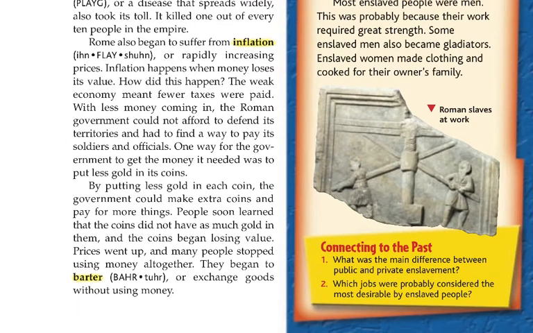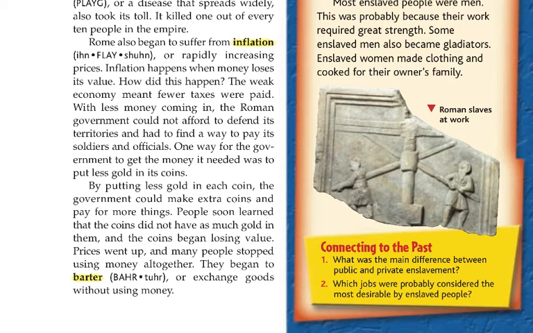Rome also began to suffer from inflation, or rapidly increasing prices. Inflation happens when money loses its value. How did this happen? The weak economy meant fewer taxes were paid. With less money coming in, the Roman government could not afford to defend its territories and had to find a way to pay its soldiers and officials.